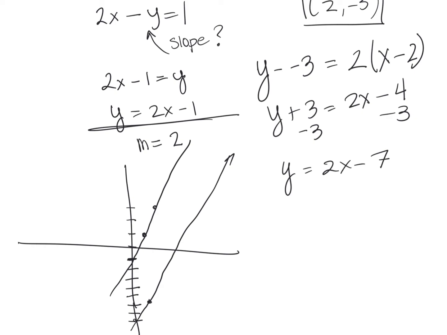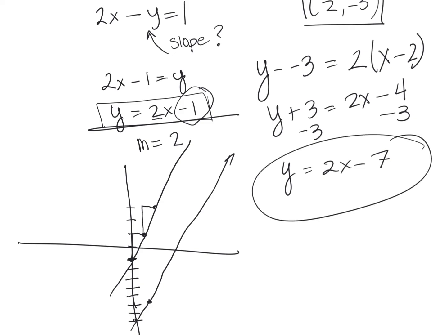This line right here was the line that I started with. It intercepts at -1, so I went down to -1. My slope was 2, so I went up 2 over 1, up 2 over 1. This line over here was the parallel line that I just found. It also has a slope of 2, but it starts at -7. So I go up 2 over 1, up 2 over 1, up 2 over 1, and so on.